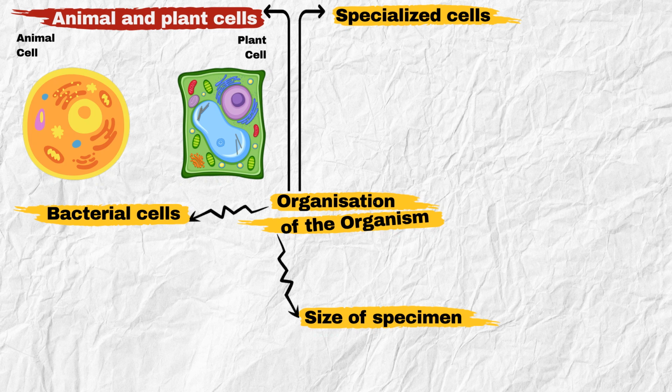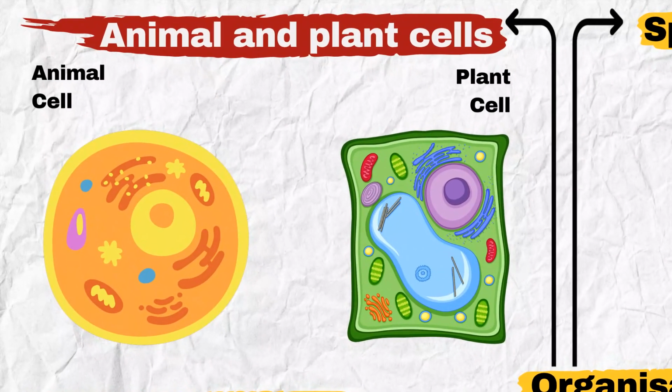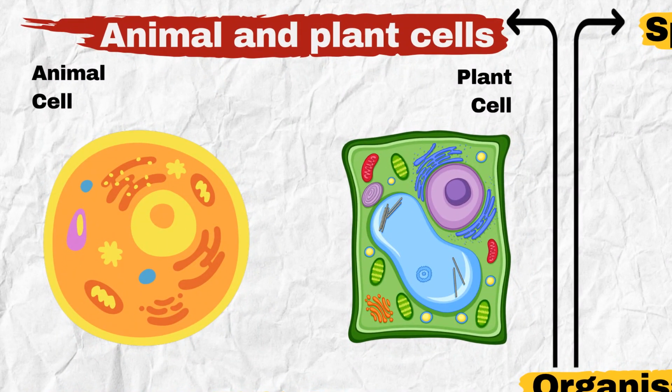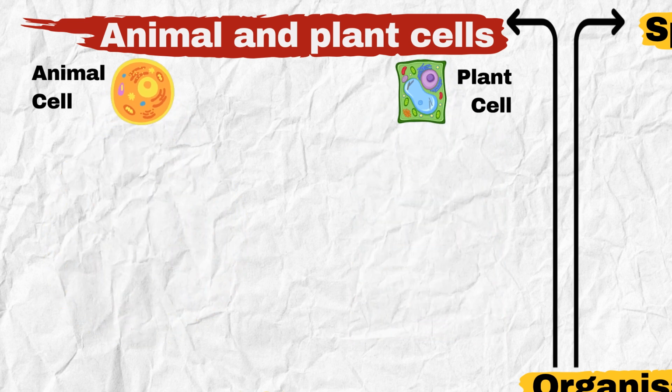You might get labeled diagrams, comparison tables, or questions about what a certain structure does, but it all comes back to knowing which parts are shared and which are unique to plant cells. So here's what you need to know, clearly and by heart. Animal and plant cells have some shared structures.